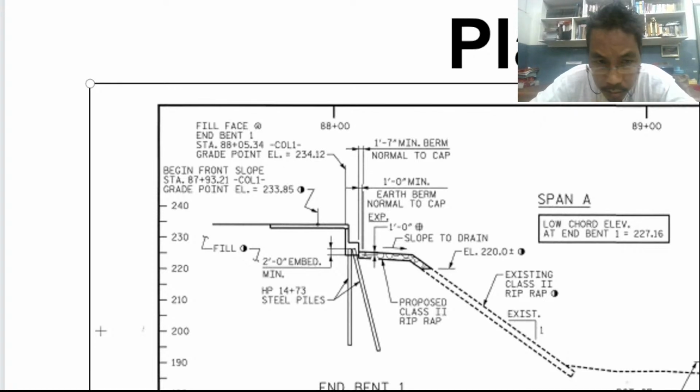Can you confirm that it is 14? I think it is 14 plus 73. HP 14 plus 73. You can even search for it. HP 14 plus 73. So you can search it online.